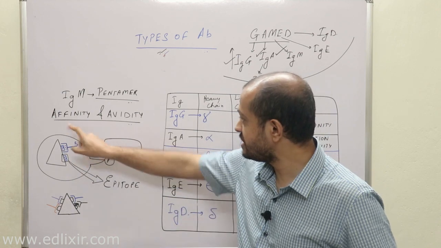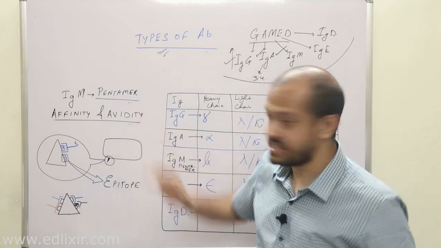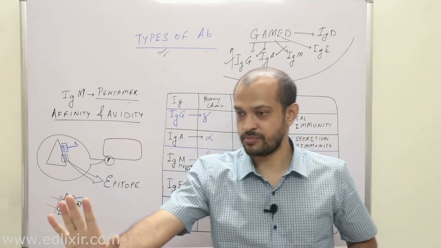That's it. That means if you are measuring the strength of a single antibody with respect to a single epitope, then it is affinity. If you are considering the whole antigen together and multiple epitopes, then it is avidity. That's it. Now listen with all your attention possible.